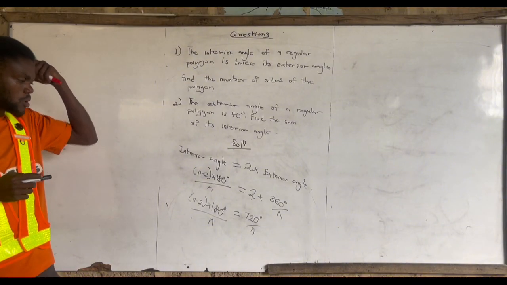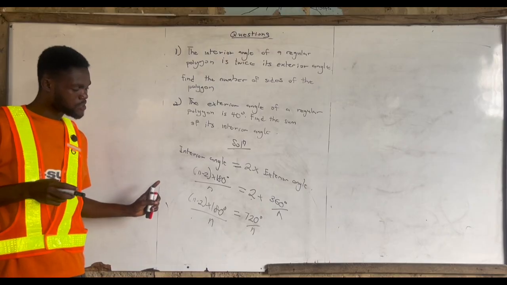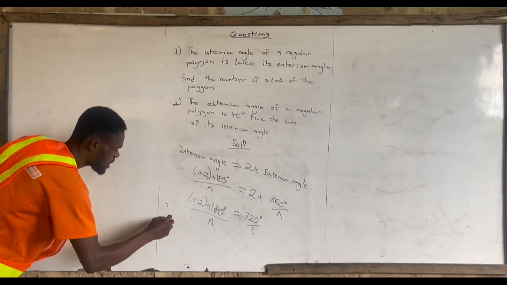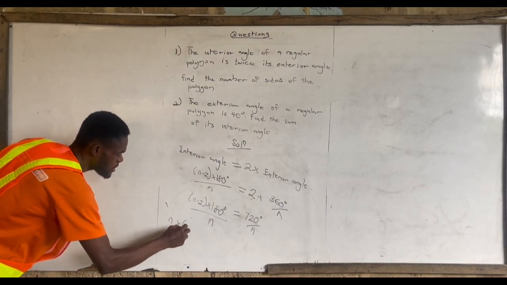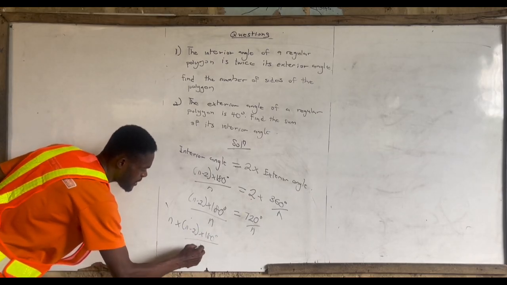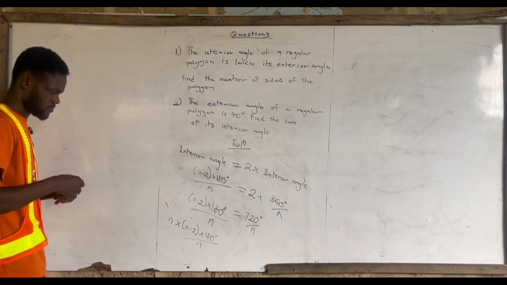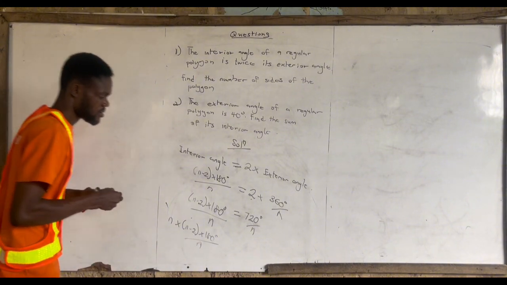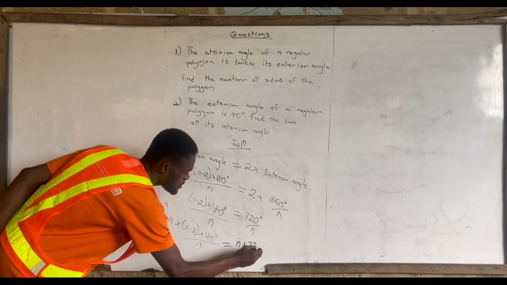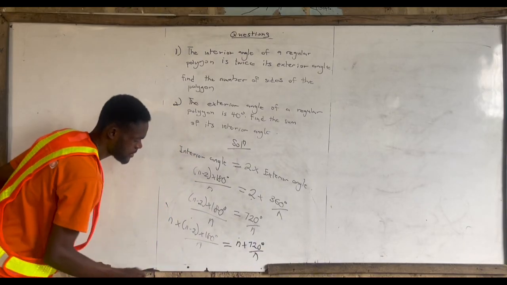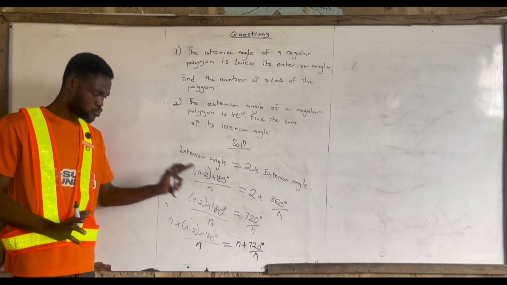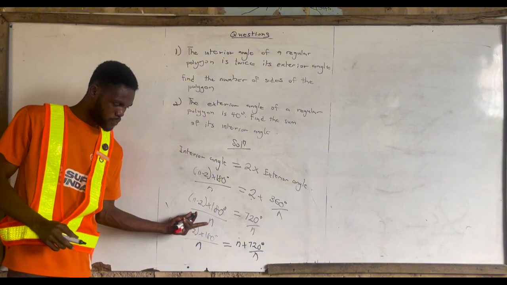You can do cross multiplication, or you can find the LCM and multiply each term by it, and the LCM for n and n is n. So I'm going to have n times the whole of this, (n minus 2) times 180 degrees, all divided by n, which is equal to n times 720 degrees, divided by n. Yes, because the LCM is n, so you have to multiply each term by the LCM. That is how we solve math questions like this with LCM.